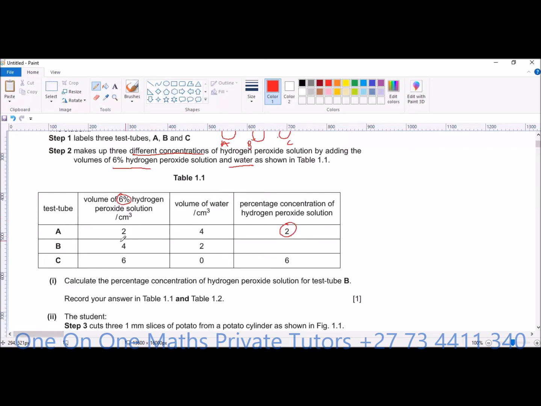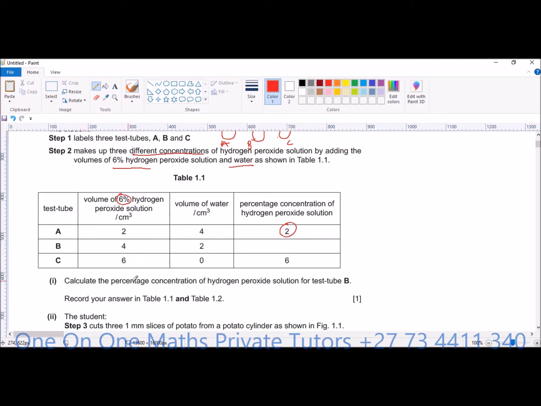All right. Here we've got 4 cubic centimeters of hydrogen peroxide, and we are putting 2 cubic centimeters of water to dilute it. What will it become? All right. Here we have 6% of hydrogen peroxide, and we are putting 0 volume of water, which means we are not putting any water, and it will remain 6%.